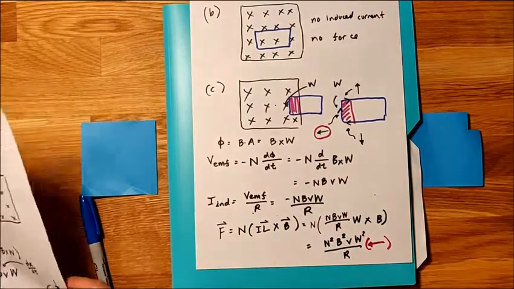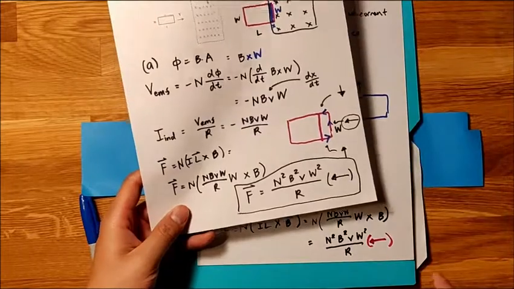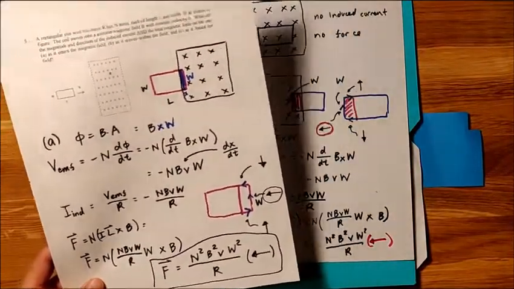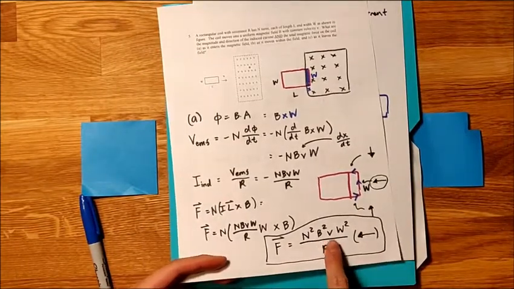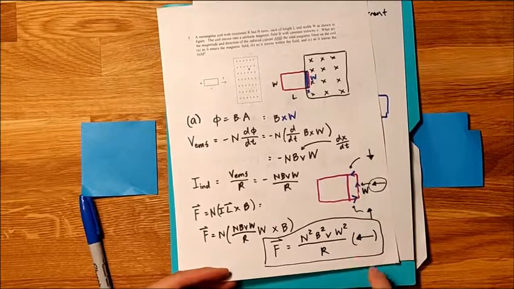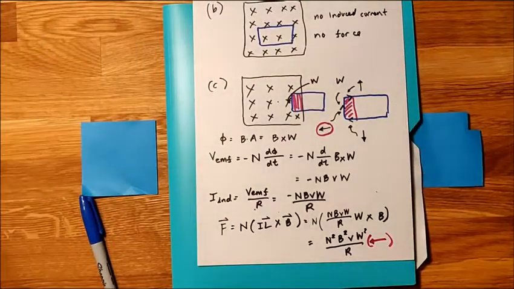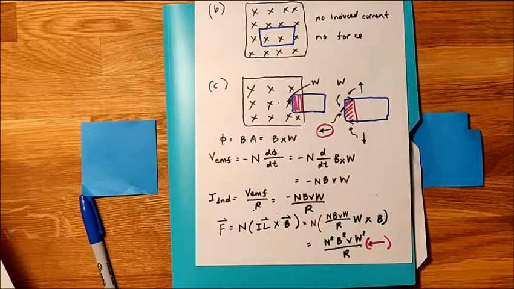So what ended up happening is we got the exact same answer from part A. We had the same magnitude and direction. So again, our answer for part A is the force is equal to N squared B squared V W squared over R, and it's going to the left. And part B, there's no induced current because flux is not changing. For C, we get the same direction and magnitude as part A.